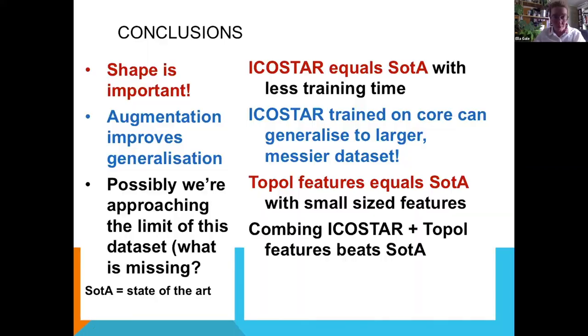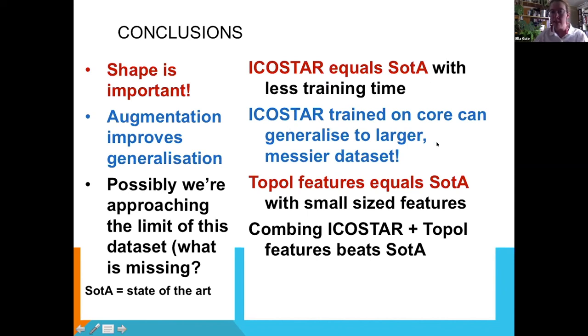Okay, conclusion. As I pointed out, the data set I'm looking at is obviously missing something if we want to improve the error on it. However, it has shown that all of the methods actually do work and are able to get a lot out of the data set. I've shown that augmentation does improve generalization, and the point that I'm sure you already all agree with me, that shape is important, and I've demonstrated 2 different ways of putting that into a neural network. Now, some of the advantages: ICOSTAR is able to hit the state of the art with less training time. So it is quite easy to avoid overtraining then. You can literally stop after 2 or 5 epochs and you've got a pretty good answer. So it hasn't had the time to overtrain.